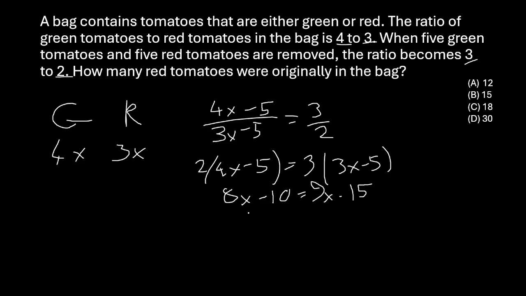And now we just solve for x. So we subtract 8x, it just becomes x. And we add 15, it becomes minus 10 plus 15, that's just plus 5. So x equals 5. Okay, what was the question asking for? How many red tomatoes were originally in the bag? We had 3x red tomatoes, so we had 3 times 5, so we had 15 red tomatoes. The answer is B.